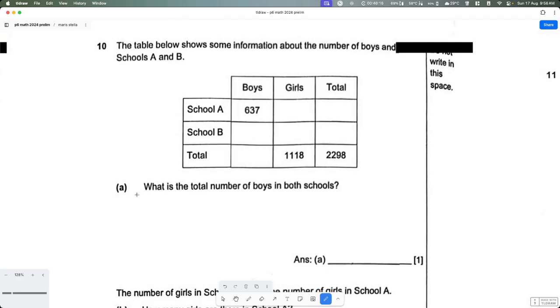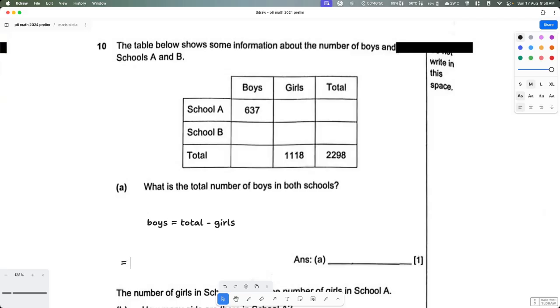Let's move to question number 10. The table below shows information about the number of boys and girls in schools A and B. What is the total number of boys in both schools? So you can just subtract the girls from the total. Boys is equal to total minus girls.